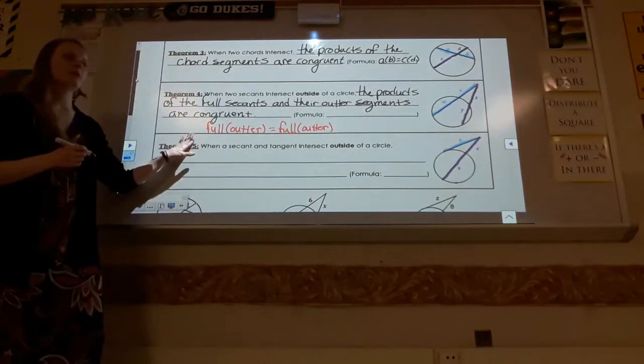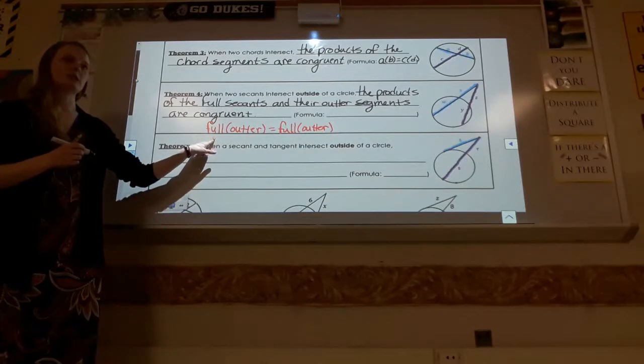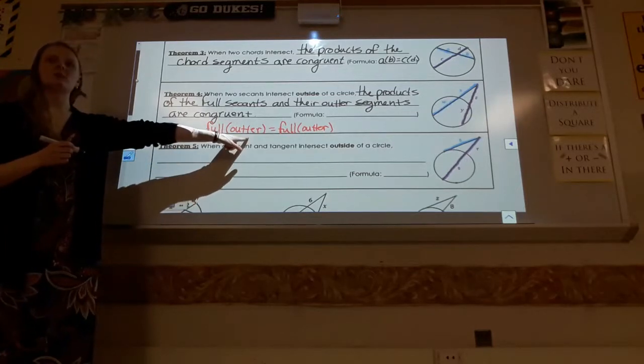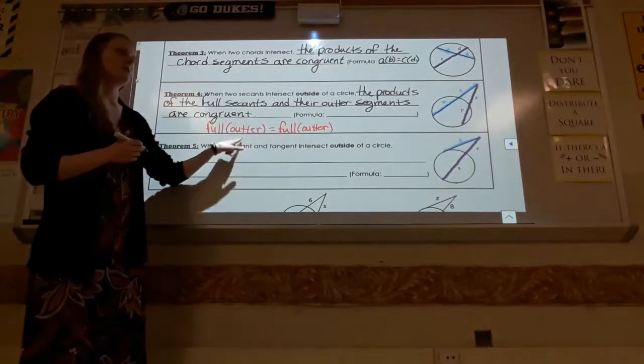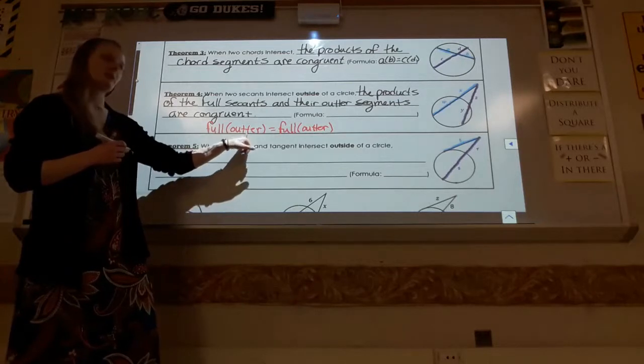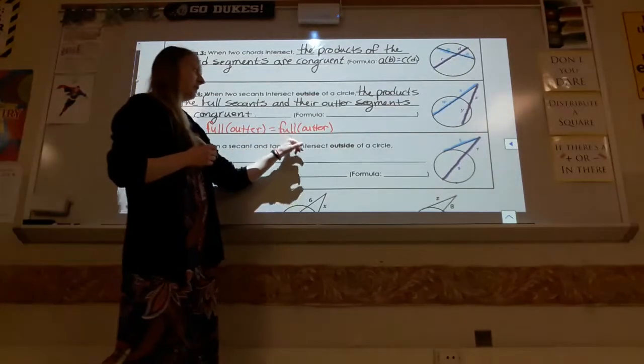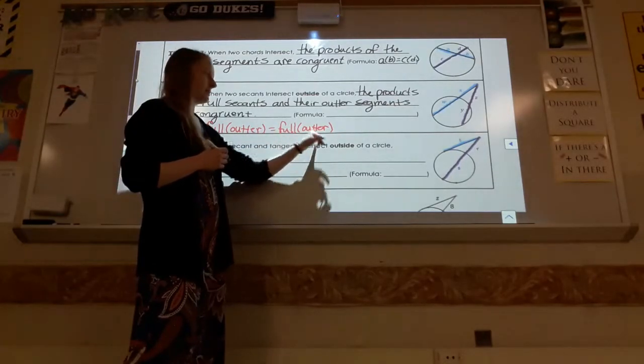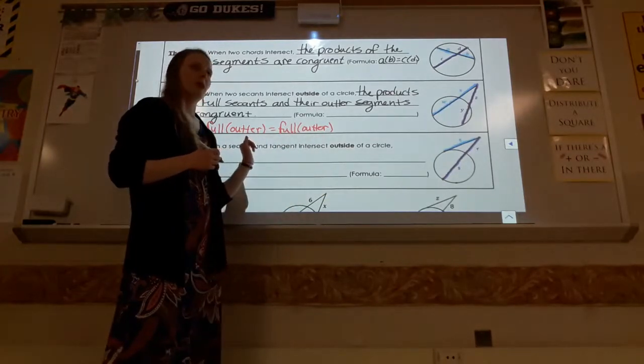So for one of the secants, you're going to find the full length of the secant and multiply that times the part that's hanging out of the circle. You're going to do that for both of the secants, and they should both be the same. So you take the full length of the secant times the part that's outside, and then for the other secant, you do the same thing, full length times the outside part, and those should be the same value.